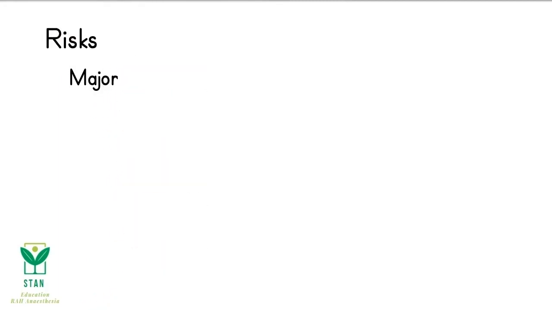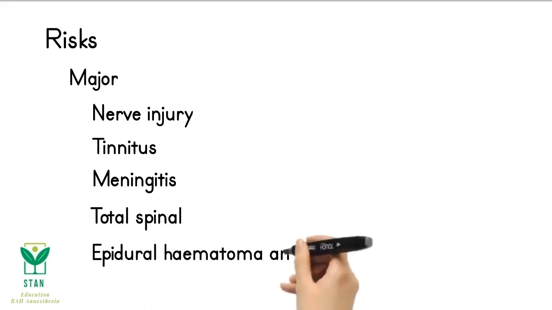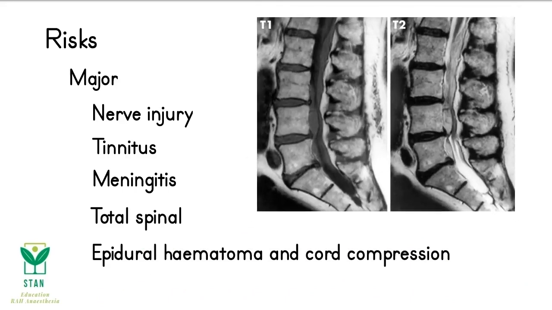Major spinal risks are of nerve injury, which normally recovers within days to weeks depending on the degree of damage, but rarely can cause permanent sensory and or motor loss. Permanent tinnitus, meningitis, a total spinal where the local anaesthetic reaches the brainstem and causes respiratory and cardiovascular collapse, and very rarely epidural hematoma and cord compression and paralysis. This is rare and almost always occurs in people with pre-existing coagulation problems.